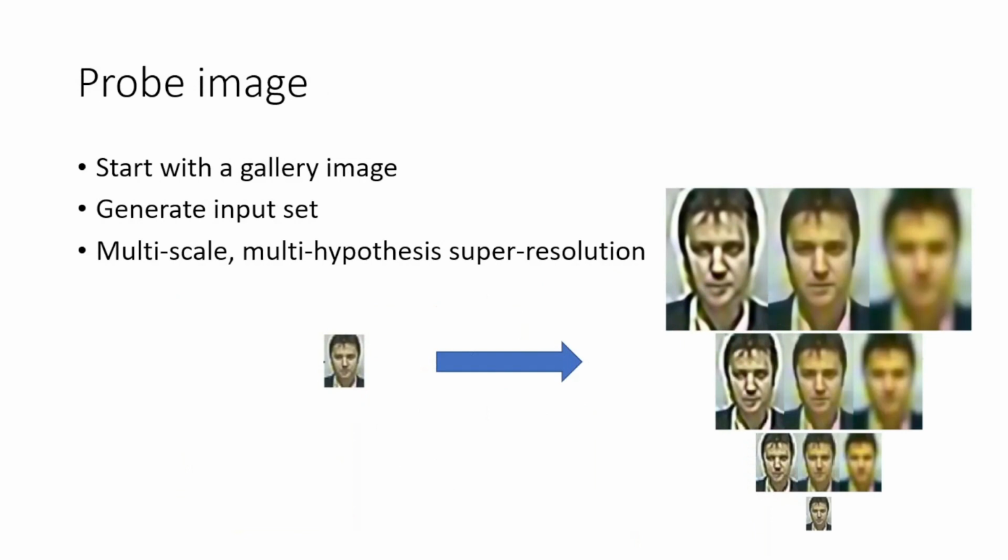And to get a set of quality varied probe images, we use a multi-scale, multi-hypothesis super-resolution model. Our model outputs the input image magnified by factors of 2 times, 8 times, and 4 times, with multiple hypotheses at every scale.